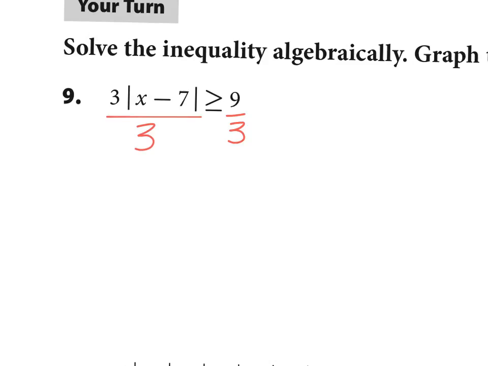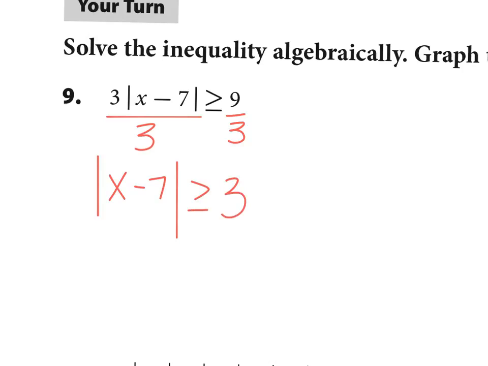I'll be honest, if your number is positive, distributing it in doesn't change anything. It's when the number you have to distribute is negative that it screws stuff up. So it's just easier to never distribute. That way you don't have to remember when you can and when you can't. So then I end up with the absolute value of x minus 7 is greater than or equal to 3.